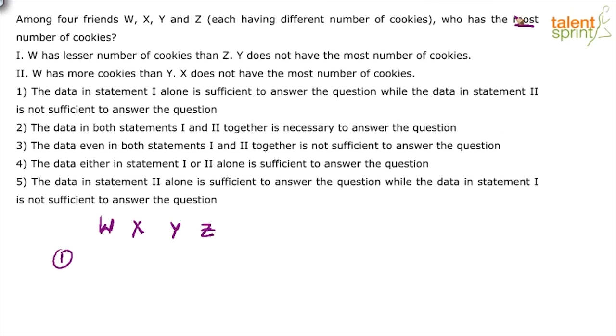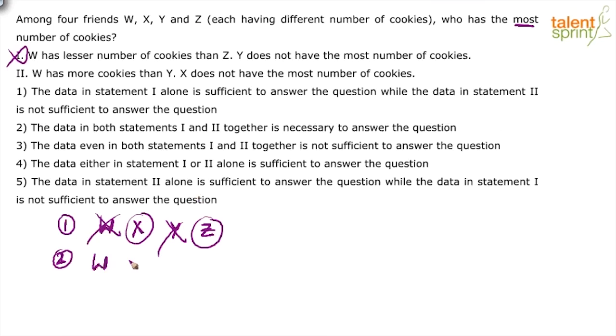How do we do that? According to statement 1, let us apply statement 1. Statement 1 says W has a lesser number of cookies than Z, so clearly W is not the answer because W has less than Z. W cannot have the most number of cookies. Y does not have the most number of cookies, so Y is also ruled out, which means the answer will be either X or Z. What exactly? We don't know. So statement 1 alone is not sufficient.